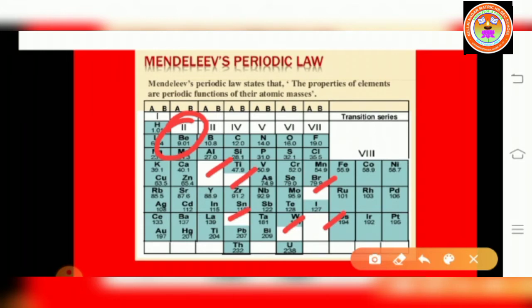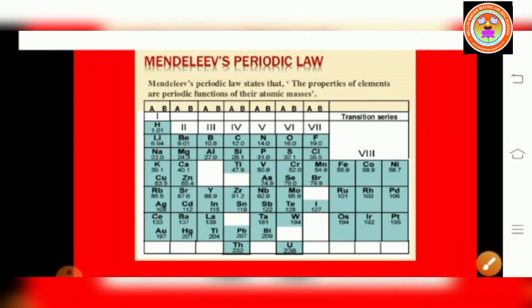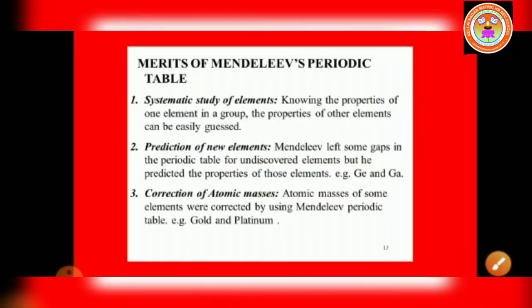Okay, students, now let us know about the merits of Mendeleev's periodic table. Systematic study of elements, prediction of new elements, and correction of atomic masses. These are the merits of Mendeleev's periodic table.